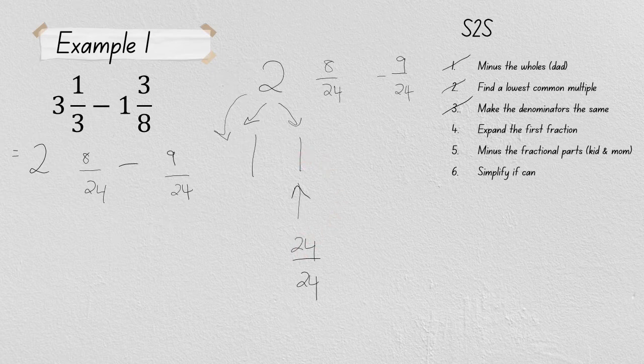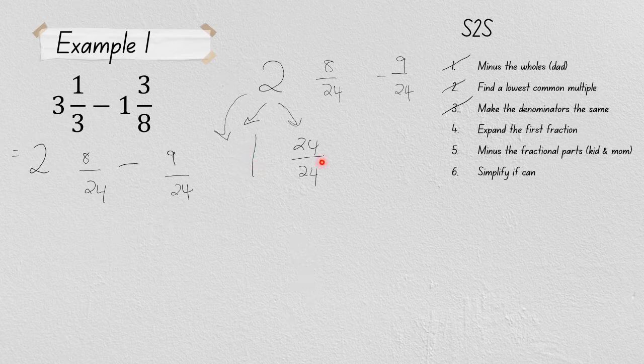24, because 24 out of 24 means 1 whole. So 1 is the same as 24 out of 24. So I just want to change this whole into a fraction. So now that I've changed it, I can just do 24 out of 24.